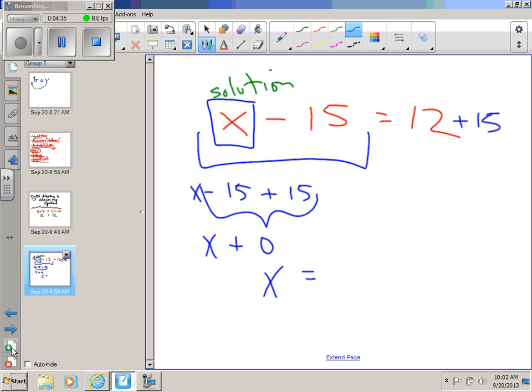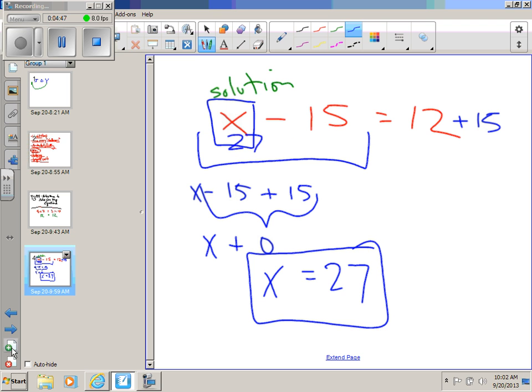12 plus 15 is 27. And how do I know for sure that 27 is the solution to the equation? Yeah, I plug it in. If I'm going to say that x equals 27, 27 minus 15, does it equal 12? Yes, it does. So it's all about doing the opposite of what's happening on the same side of your variable.